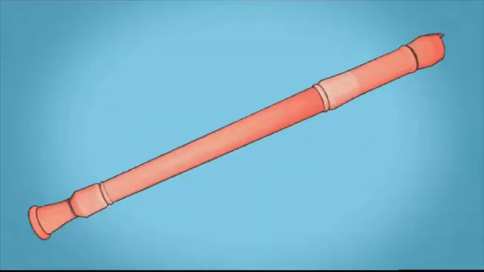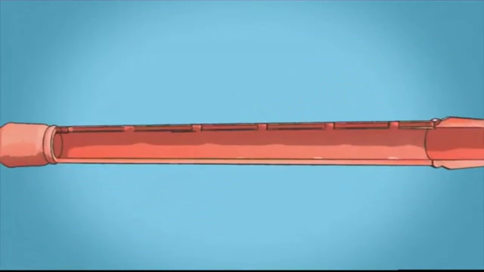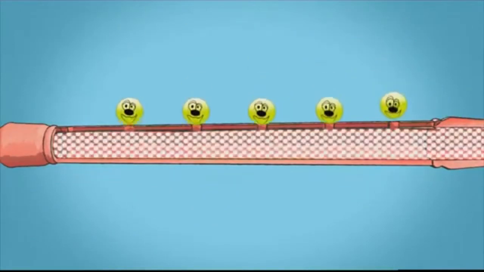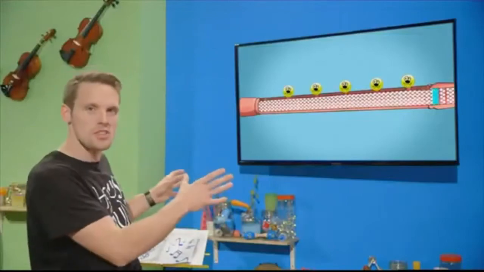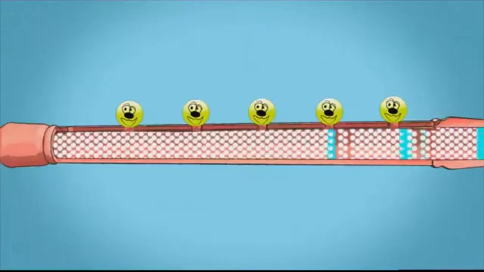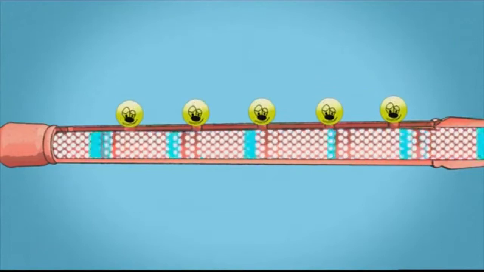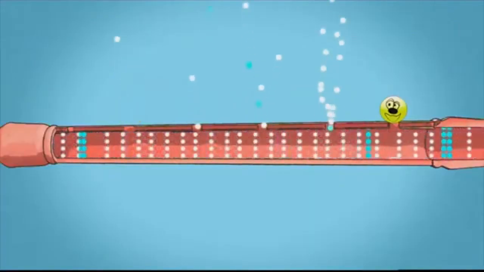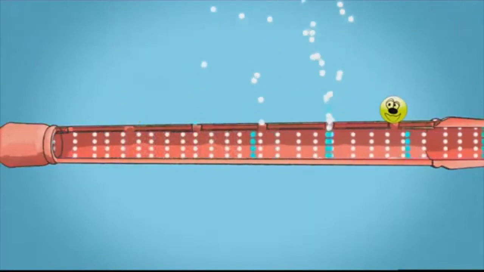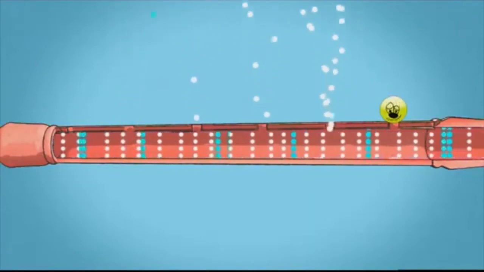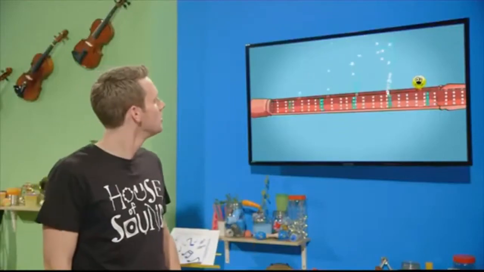Woodwind instruments have a series of holes along the tube. We can change the amount of air that's vibrating inside by covering the holes up. So, if we cover all the holes in a recorder, that means there's a lot of air vibrating in the tube because it can't escape through the holes. And the result is a note with a low pitch. If I cover up just one hole, that means the air can escape. And so less air vibrates, and this makes a note with a higher pitch.